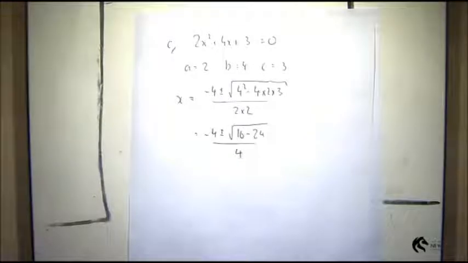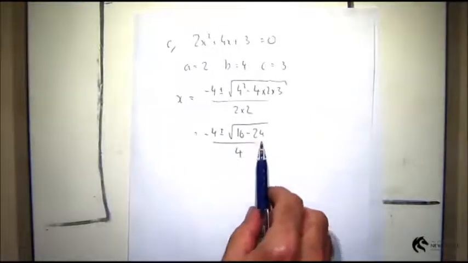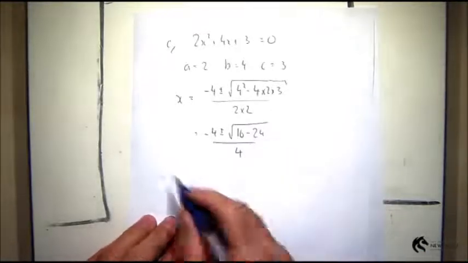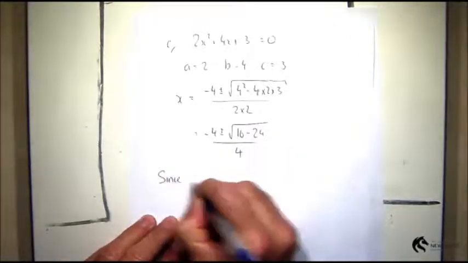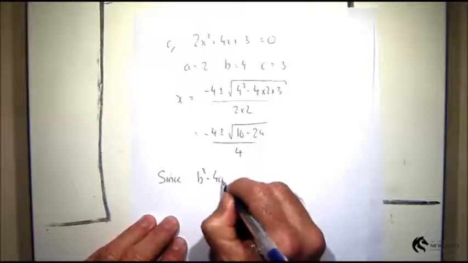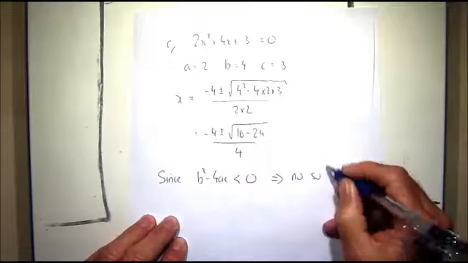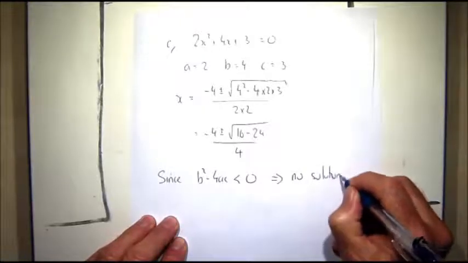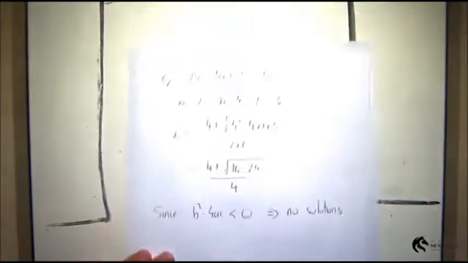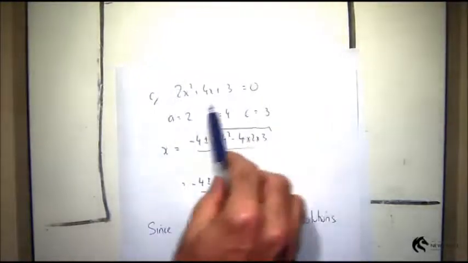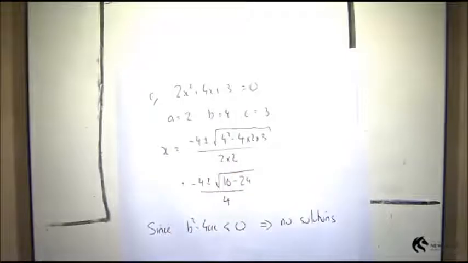Now what happens here, I've got 16 minus 24, that's minus 8. I can't take the square root of a negative number in this case, so I'll say since b squared minus 4ac is negative, that tells me that there is no solution whatsoever. So no matter how hard you try, you can't find any real number that when you substitute into here, I get 0. No number works. No solutions, in fact.